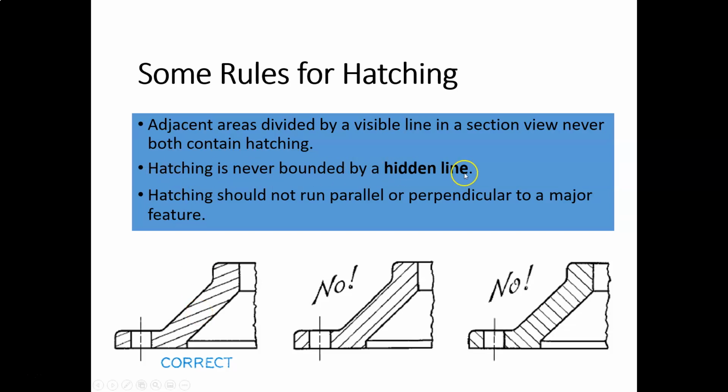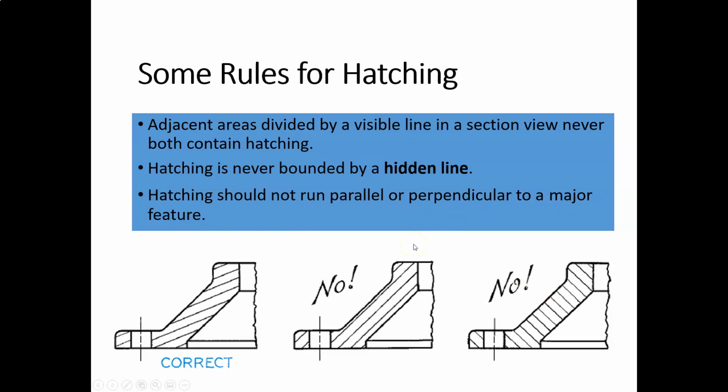The hatching is never bounded by a hidden line, so there are no hidden lines. Generally speaking, hidden lines are to be omitted from section views. Adjacent areas divided by a visible line in a section view never can both contain hatching. So what that means is this open space here is not going to be hatched, or is not going to have a section view, because this is a hole or an opening. Same here and here and here. A hatching or section line should not run parallel or perpendicular to a major feature, so we've already talked about that.